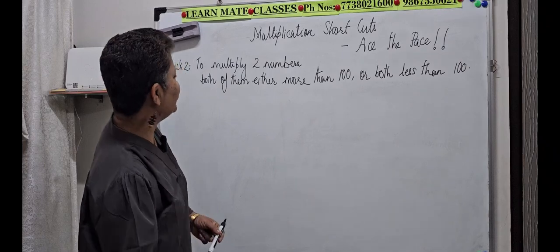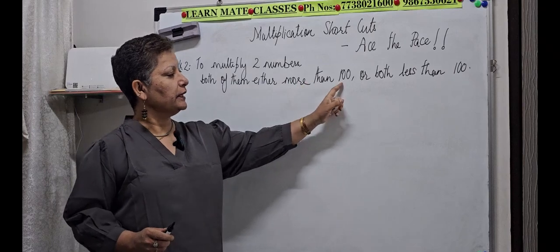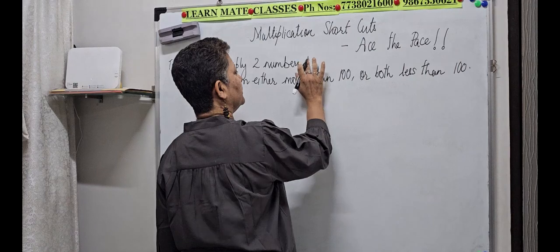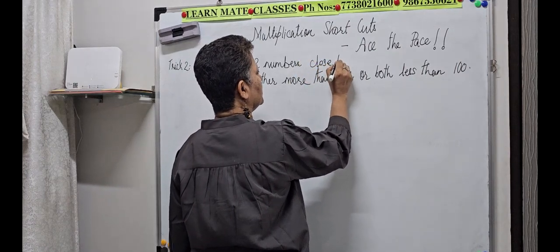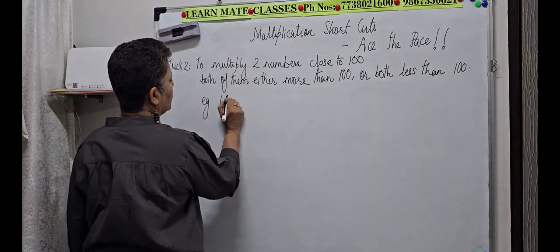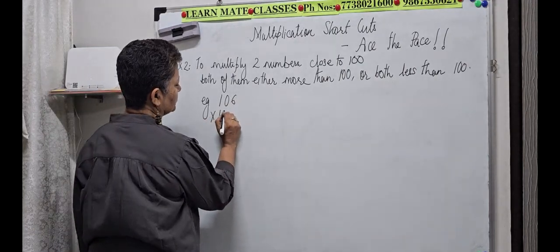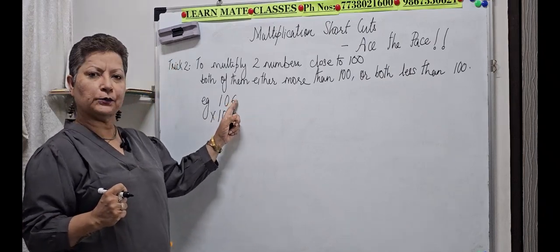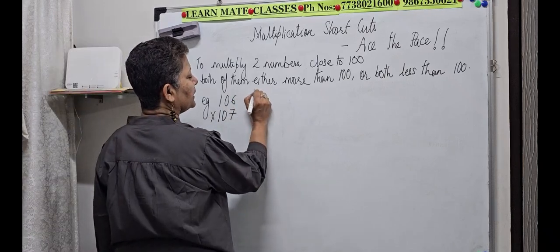So the next trick is to multiply two numbers. Both of them either have to be more than 100 or both have to be less than 100 but close to 100. So I'll make an additional condition, close to 100, right? So let me pick up my first example where I'm going to be multiplying 106 into 107. Now both these numbers are very close to 100. This is just 6 more and this is just 7 more. So if I have to write, by how much are they more than 100?